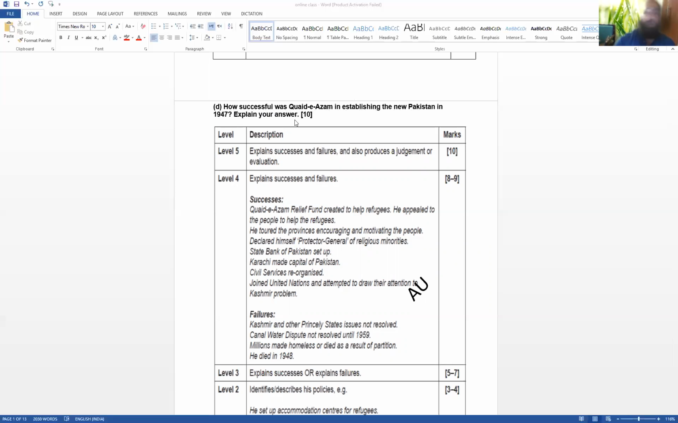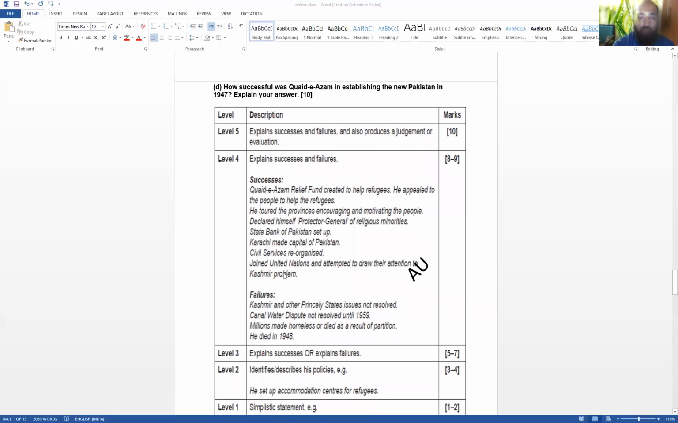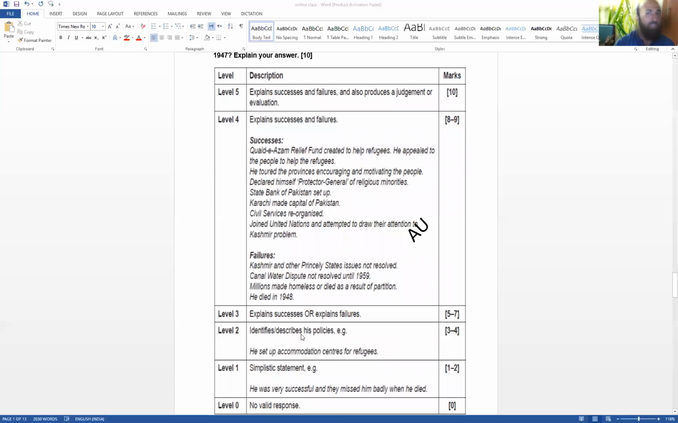When we talk about any ruler, he had some successes and he might have some unsuccessful efforts too. You will have to explain both of them. If any person explains only success or only failure, he cannot score good marks. Here you can see the marks: explain success or explain failure, 5 to 7 marks, he stands on level 3. But when he talks about success and failure both, he can score 8 to 9 marks.